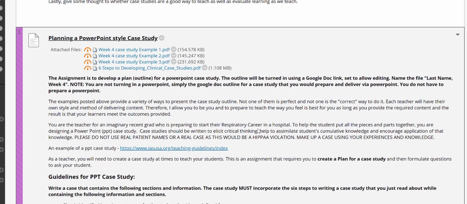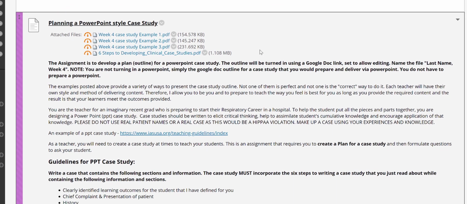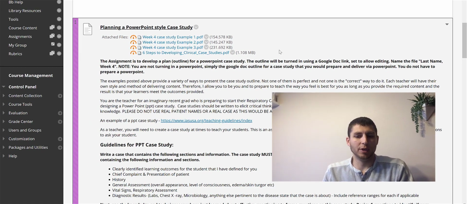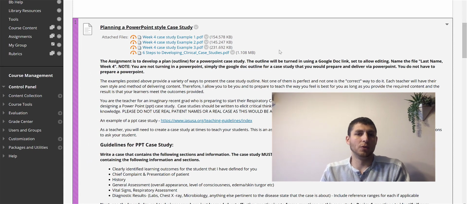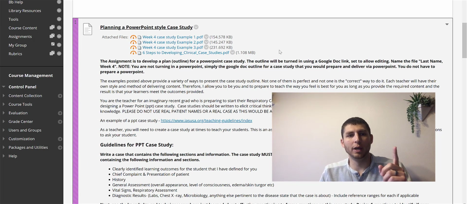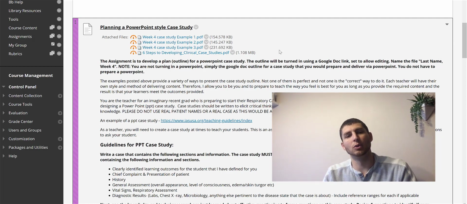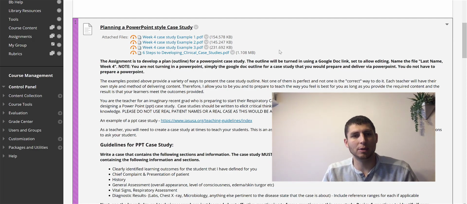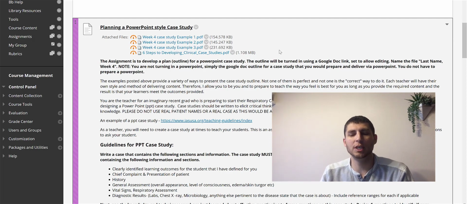That brings us down to the assignment, which is planning a PowerPoint style case study. If we look at the progression of the class so far, we started off in week 1 where we put together some learning outcomes and learned how to write good learning outcomes. We applied those in week 2 and brought it full in to do a lesson plan for our scheduled course that we were teaching.